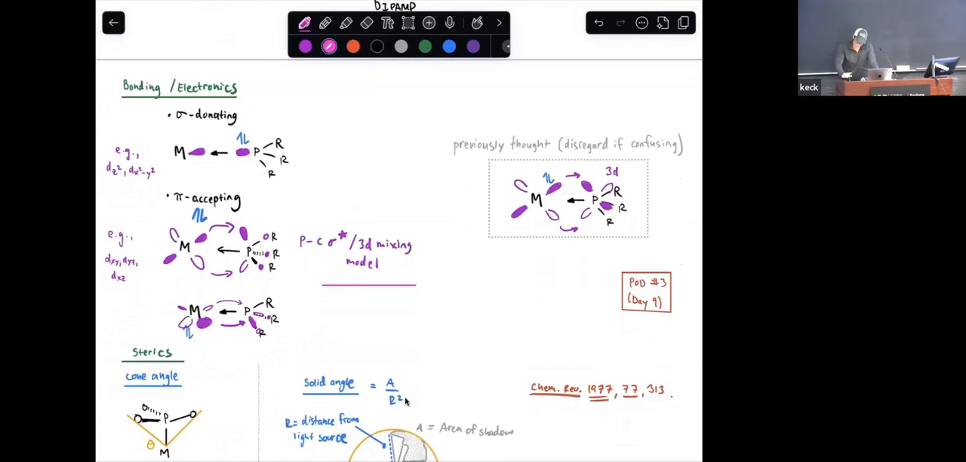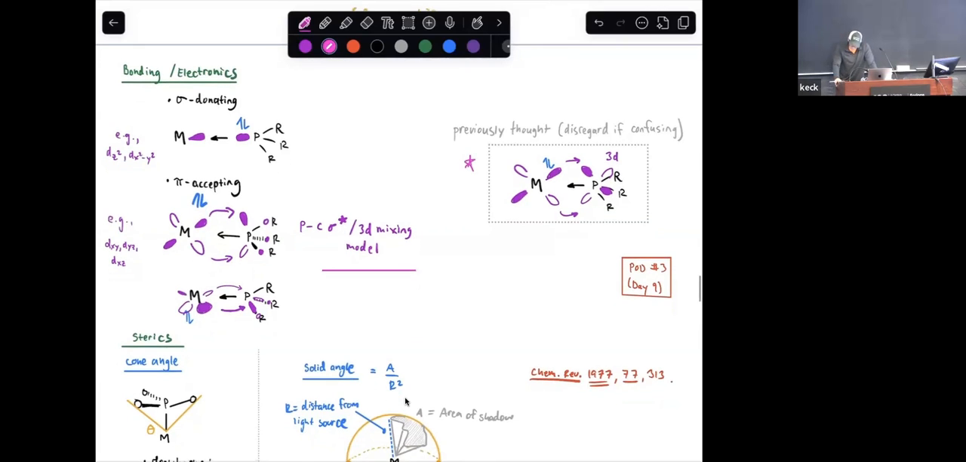Just to review, you have this in your notes already, so I'm just acknowledging that this is a repeat. So in terms of the bonding and electronics, we know phosphine ligands are strongly sigma donating. Depending on the substituents, they also have pi accepting character. The nature of that pi accepting character is through donation into a sigma star 3D orbital mixing model. And in the early days of use of phosphine ligands, it was thought that the open 3D orbital on phosphorus was the predominant back bond contributor.